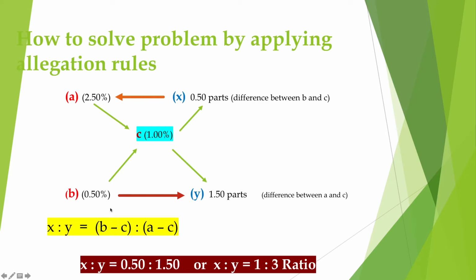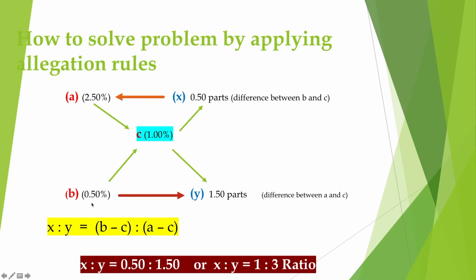On the left hand side, you have to write the strengths which you already have with you. That is 2.5% ointment and 0.5% ointment. And in the middle, you will write what is desired. That is 1%. 1% is desired. So we have to produce 1% ointment out of 2.5% and 0.5%.